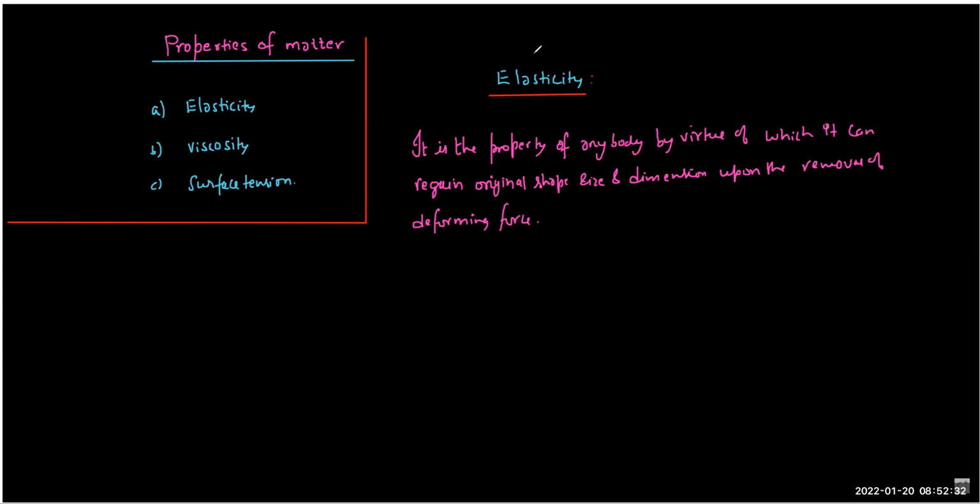So the idea is not about how much it elongates. The deformation or the elasticity has nothing to do with the elongation. It has to do with what greater force you can withstand and still recover. So the whole idea of elasticity is: what is the biggest force I can apply, and if I remove that force, the body should still be able to recover. If upon removal of that force the body is able to regain the original shape, size, and dimension, then we say it has the greater elasticity.